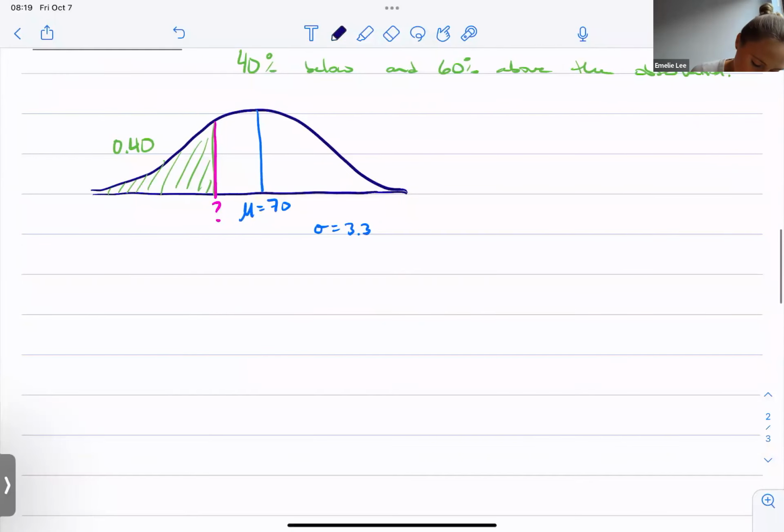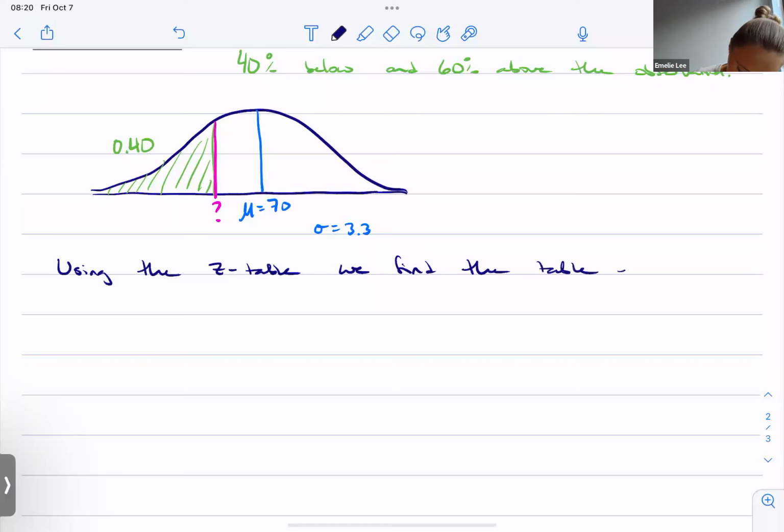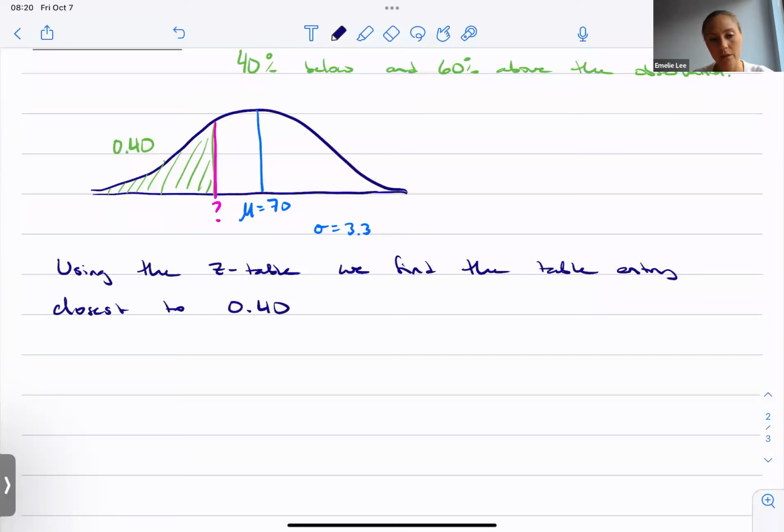Okay. So then we're going to say, using the Z table, we're going to find the table entry. Remember the table entry, those are the probabilities. We're going to find the table entry closest to 0.4. Using the Z table, we find the table entry closest to 0.40.